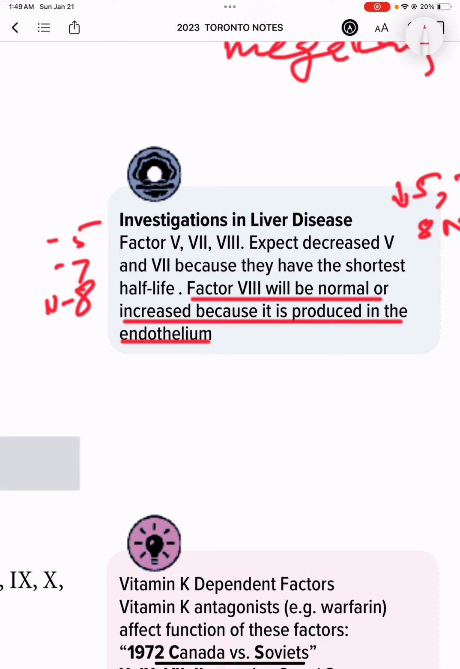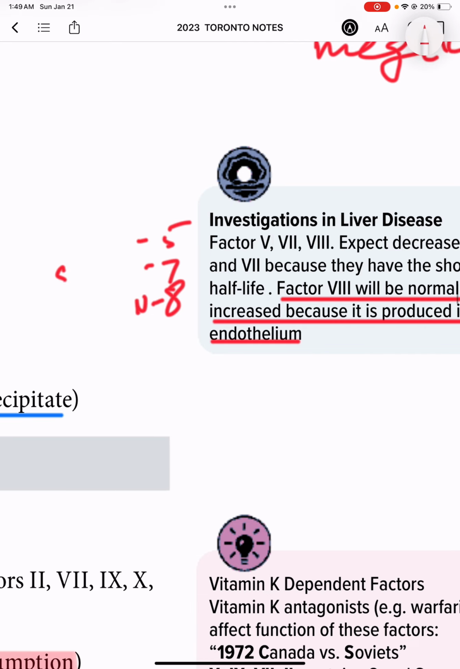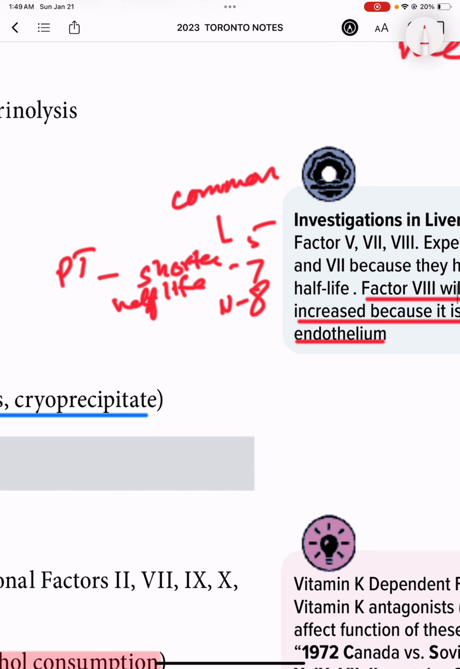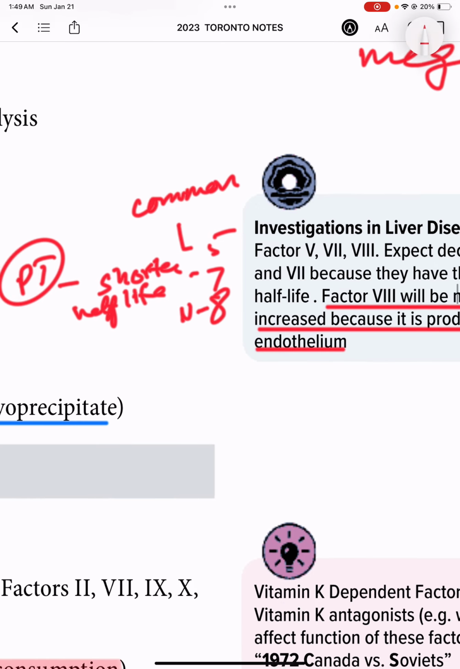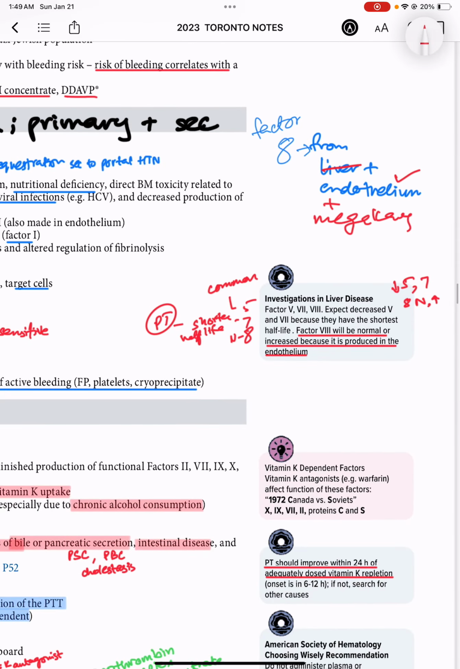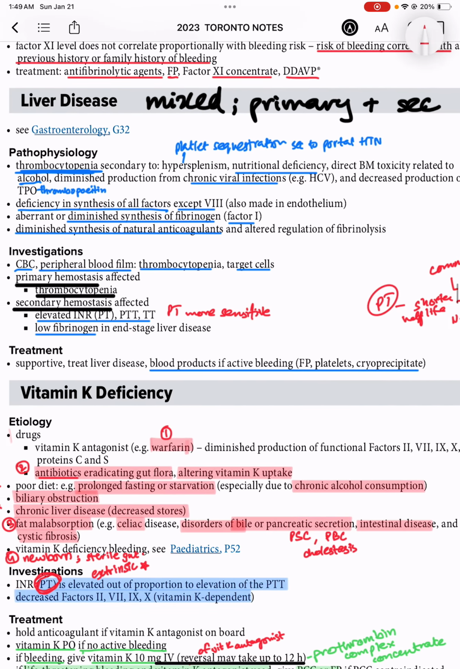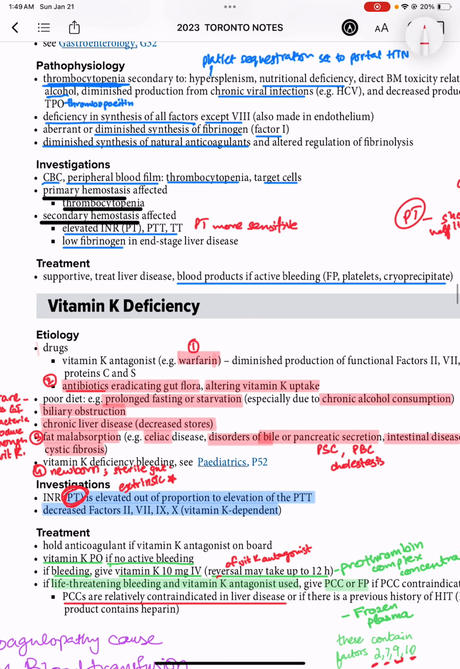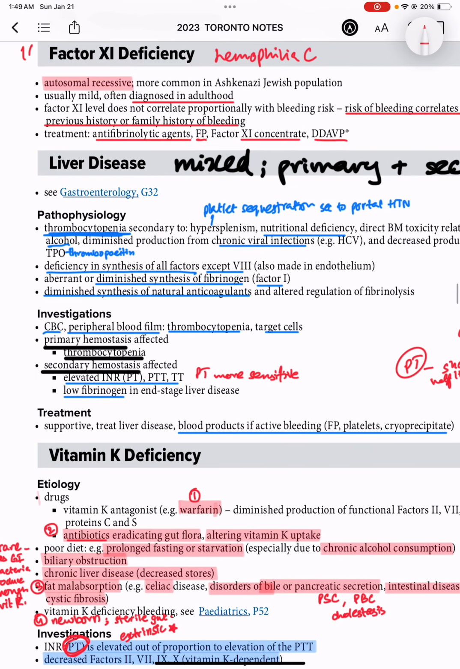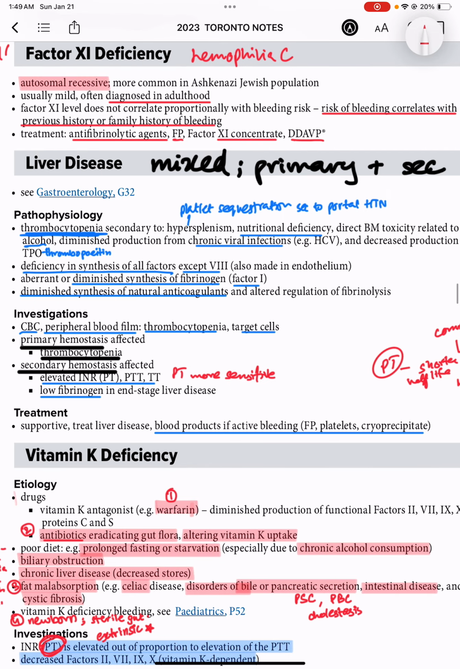So what about 5 and 7? Out of these two, 7 has a relatively shorter half-life, and 5 is the one which is common. So this would lead to PT being more prominently elevated, just like vitamin K deficiency. PT is elevated out of proportion, so in liver disease too.